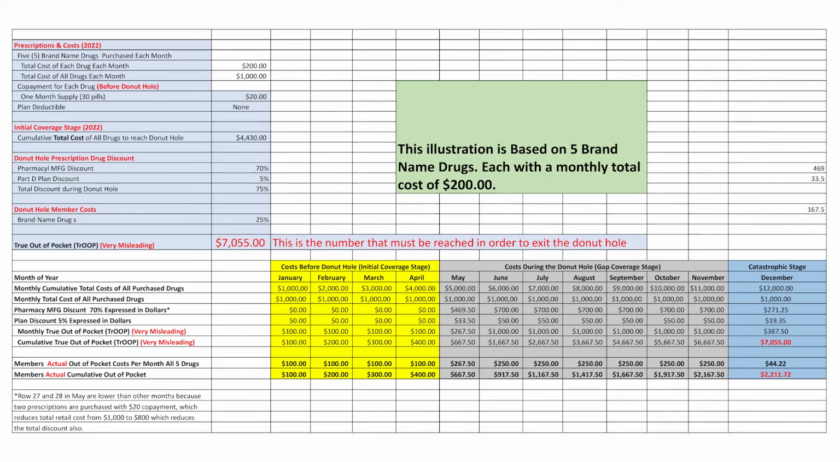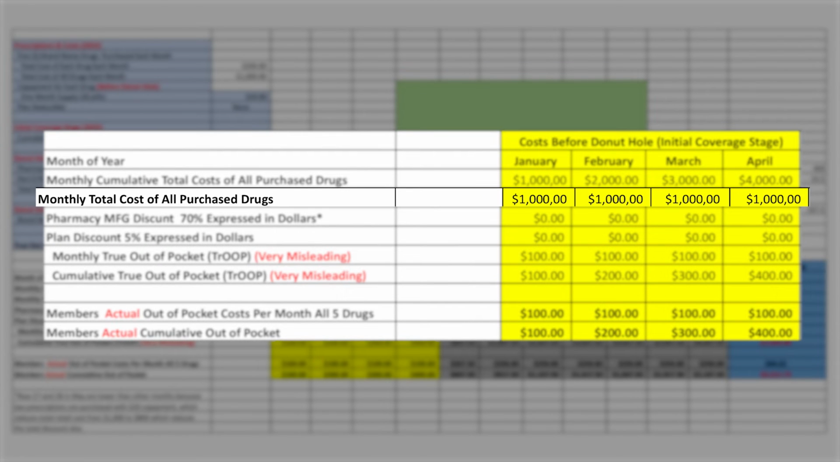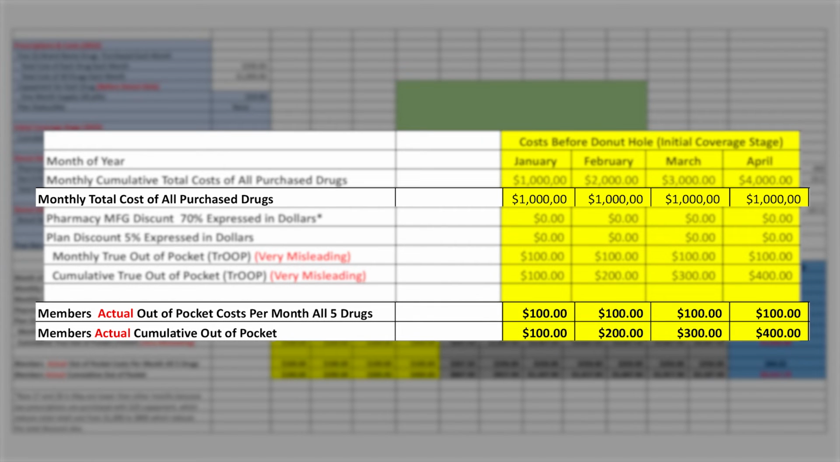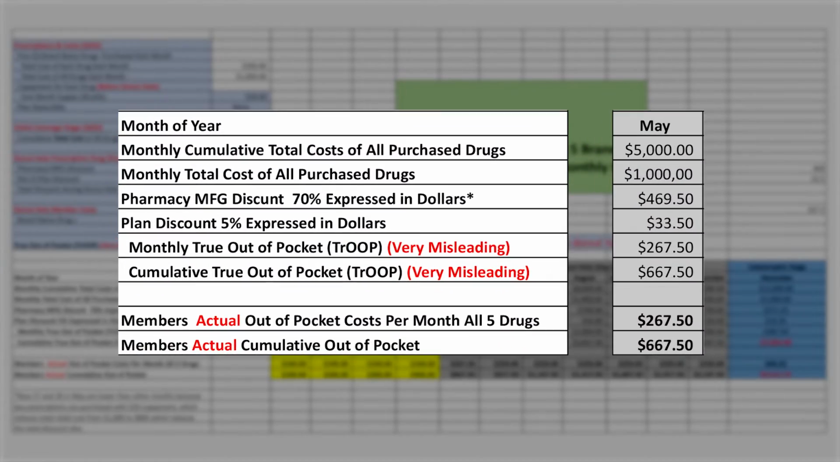Now let's examine the calendar year breakdown of cost. The first 4 months, January through April, are easy to follow. The monthly total retail cost of all medications is $1,000. The TrOOP and the actual out-of-pocket are both $100 per month and $400 cumulative total by the end of April. Feel free to stop the video at this point to study those first 4 months of the chart if you feel it necessary. In May, changes begin to happen.